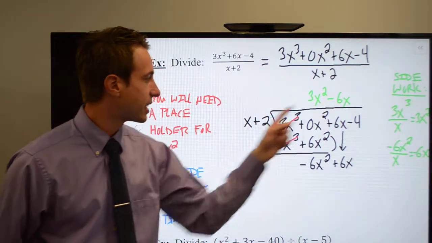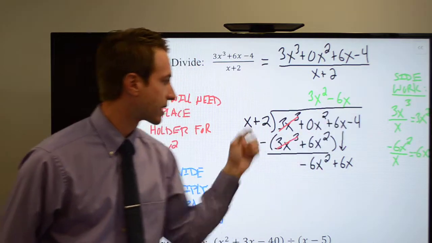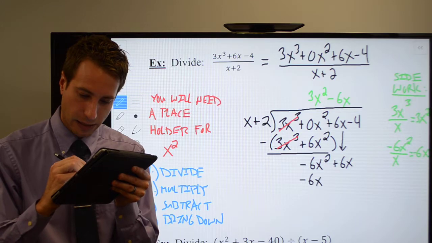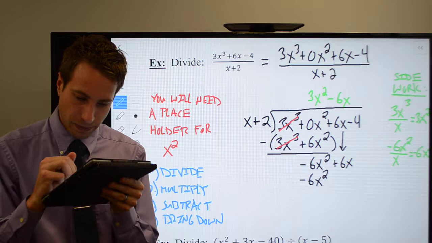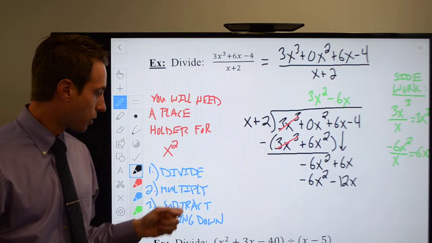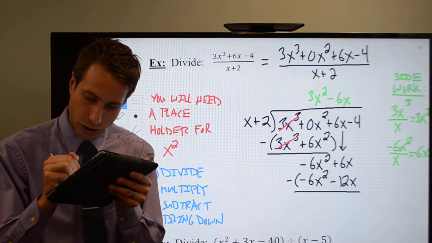Multiply. Negative 6x gets multiplied by my entire divisor. So negative 6x times x. Yeah, that's a negative 6x squared. Negative 6x times 2. It's going to be minus 12x. All right, that's the multiply. Now I'm to subtract. Don't forget to put parentheses so you distribute, right?